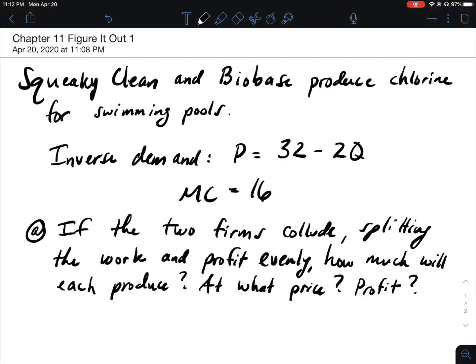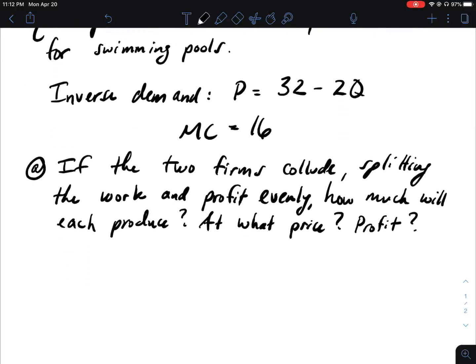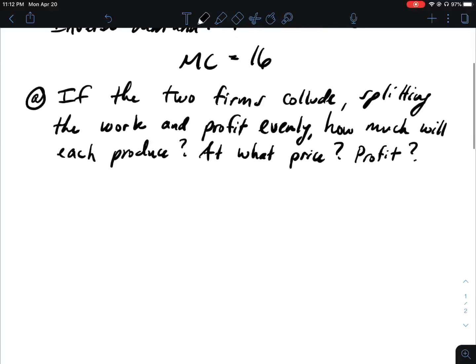So for the first figure it out problem in chapter 11, we have Squeaky Clean and Biobase. They produce chlorine for swimming pools. Their inverse demand function is P equals 32 minus 2Q, and their marginal cost is a constant 16. First part asks, if the two firms collude, splitting the work and profit evenly, how much will each provide, at what price, and what's their profit?